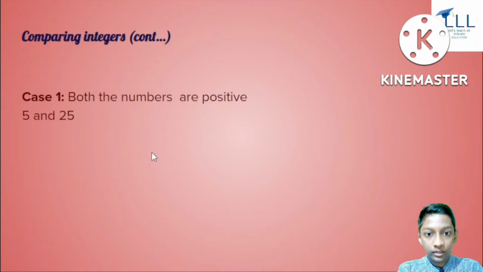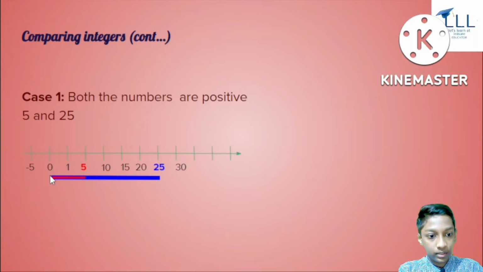When we draw these numbers on a number line, the further the number from 0, the larger its numerical value. The distance between 0 and 5 is less than between 0 and 25. Therefore, 5 is less than 25.